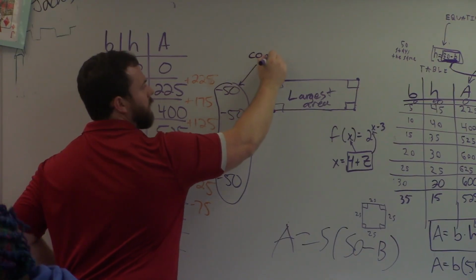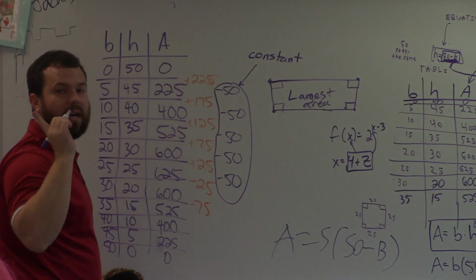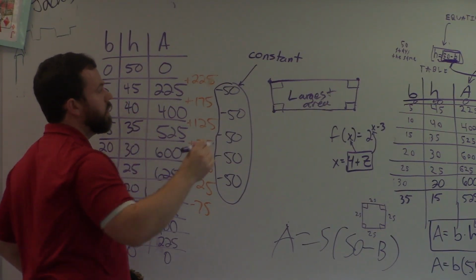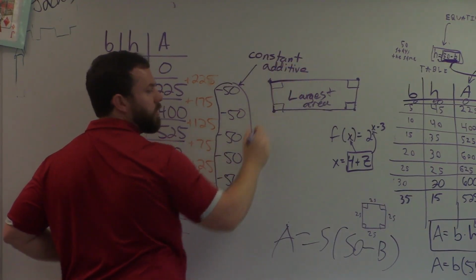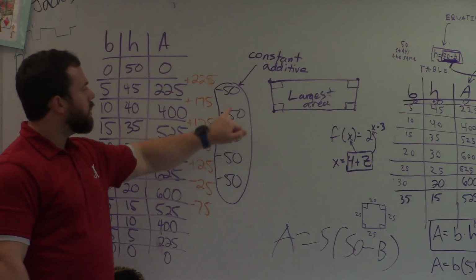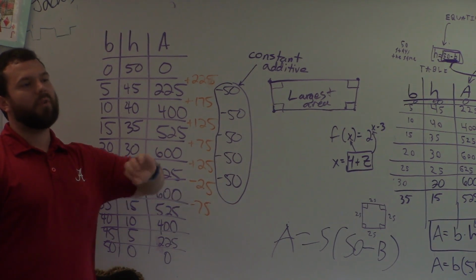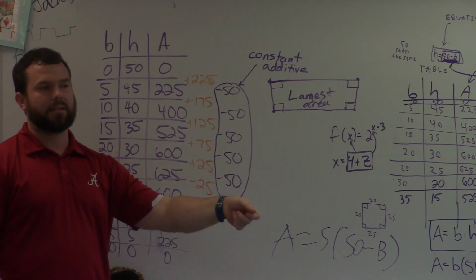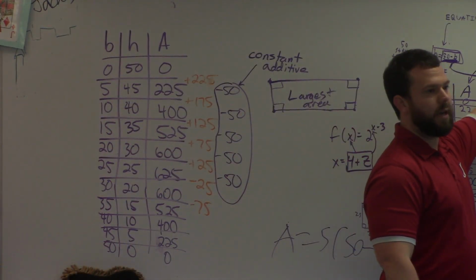Constant. That is constant. Subtraction. But remember, subtraction is a type of addition. So it's a constant additive rate of change. Hold on to that. Pause. This purple is constant additive. What type of function have we studied in the past that was constant additive? It was linear, right? Linear, yeah.